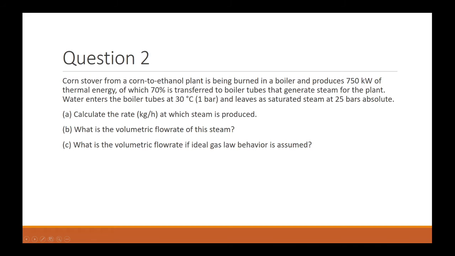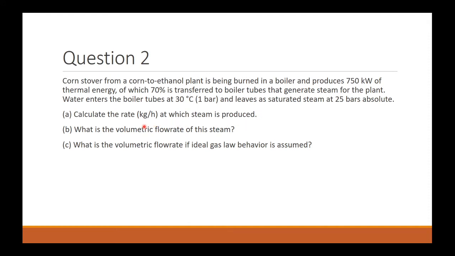Alright, now question 2. Corn stover from a corn to ethanol plant is being burned in a boiler and produces 750 kilowatts of thermal energy, of which 70% is transferred to the boiler tubes that generate steam for the plant. Water enters the boiler tube at 30 degrees Celsius at 1 bar and leaves as saturated steam at 25 bars absolute. A. Calculate the rate in kg per hour.